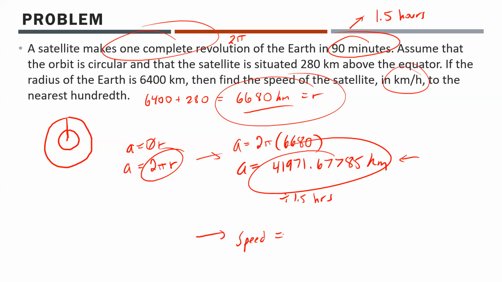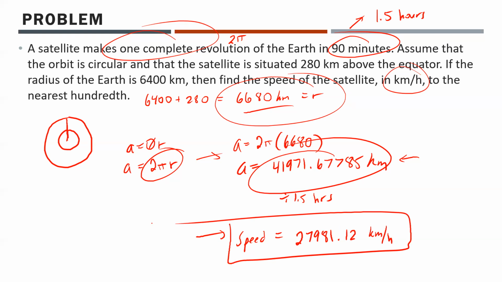Long story short, our speed equals, there we go. We want it to the nearest hundredth, it says. So the speed is, buckle up here, 27,981.12 kilometers per hour. That thing is absolutely clipping. Not really a big surprise if you happen to make it all the way around the Earth in just 90 minutes. Obviously, that would have to be going extremely fast, but there it is. That's our speed. Cool. Hopefully that makes some sense.